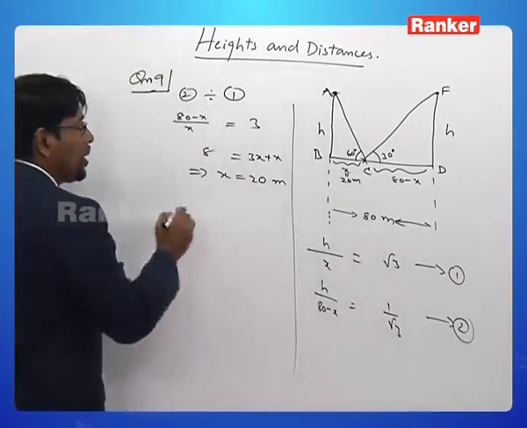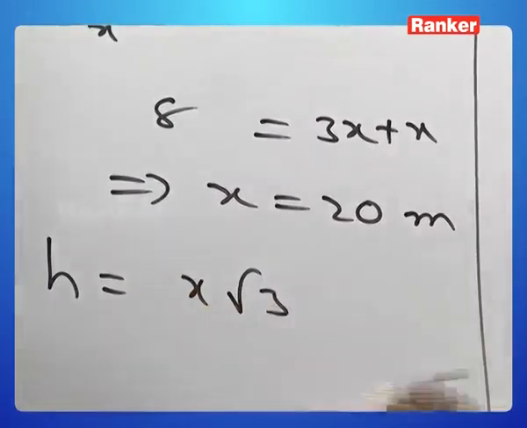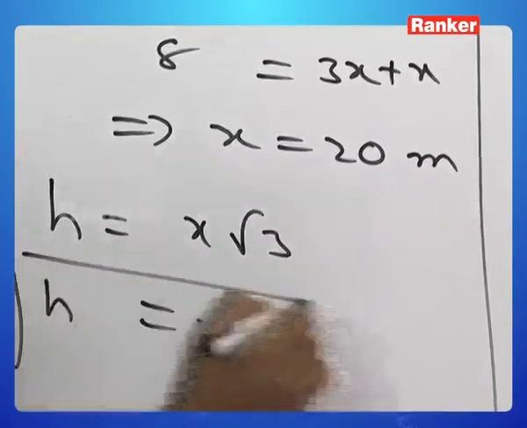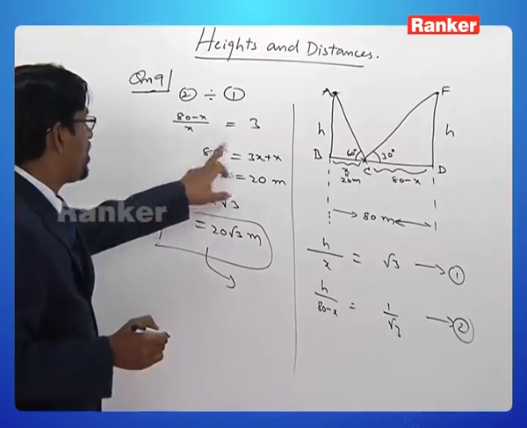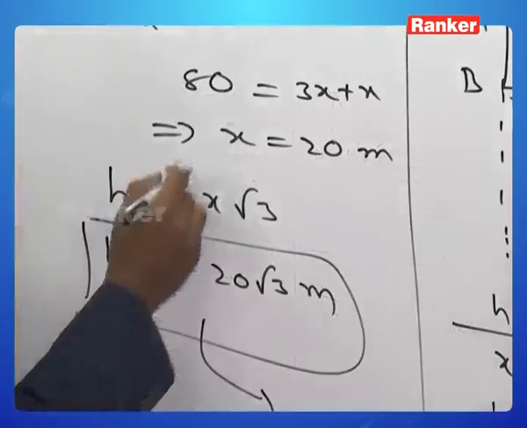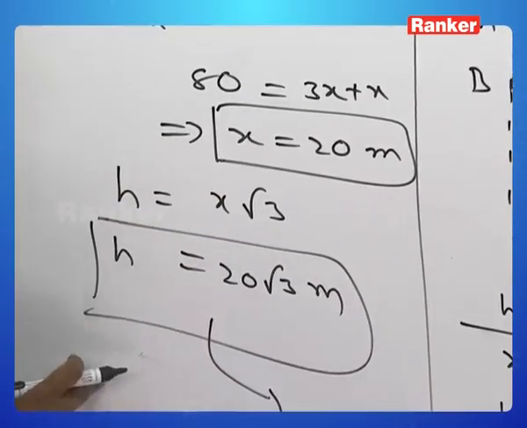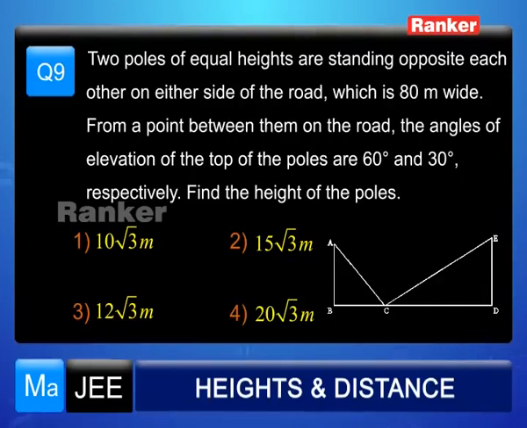So clearly h will be x root 3 from the first equation, that is 20 root 3. H is 20 root 3 meters. So here we have 80 to be 3x plus x, so x is equal to 20 meters. Therefore, h is x root 3, that is 20 root 3 meters, and that is clearly appearing in option 4. Option 4 is the right answer.